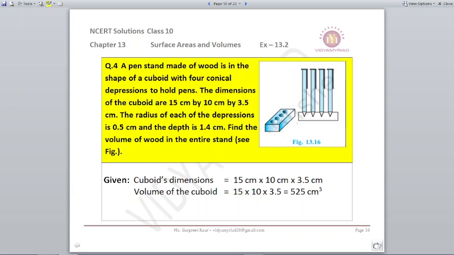So we have the figure with us. According to the figure, we are told about the cuboid dimensions, which is 15 into 10 into 3.5. So we can find out the volume. Volume will be L into B into H. So all will be multiplied. That is 15 into 10 into 3.5. That gives us 525 centimeters cube.